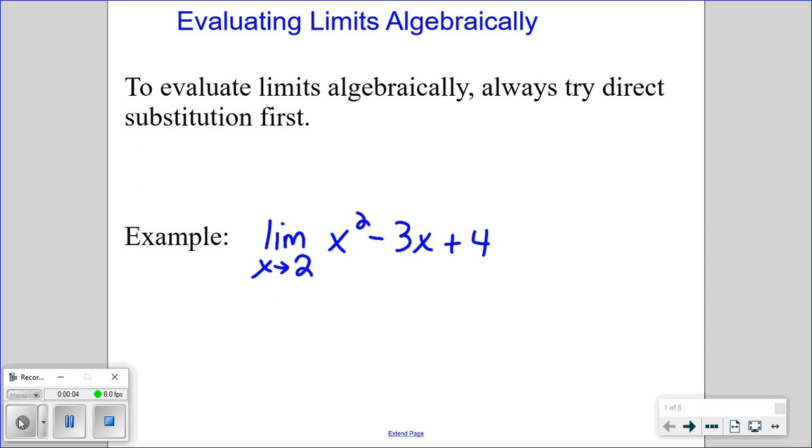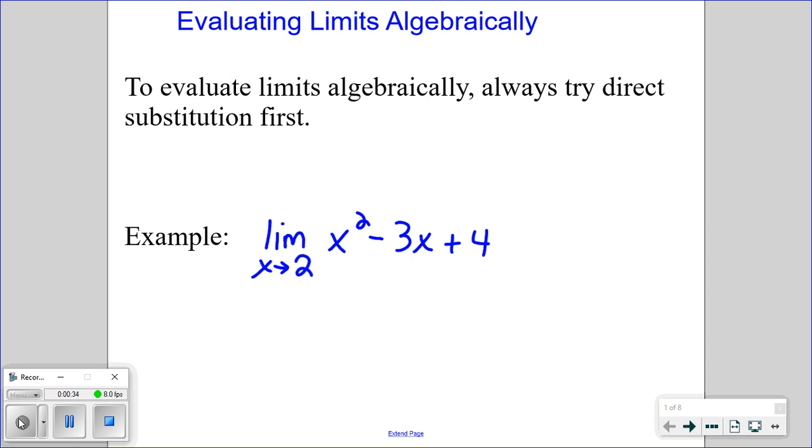Everyone, in this video we're going to look at evaluating limits algebraically. That means you're given an equation instead of a graph. To evaluate limits algebraically, we always try direct substitution first, because remember, we've seen some cases where the function value is equal to the limit. So sometimes to evaluate the limit, all you have to do is plug in.